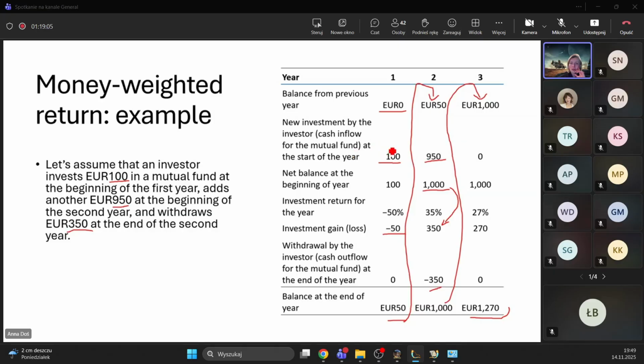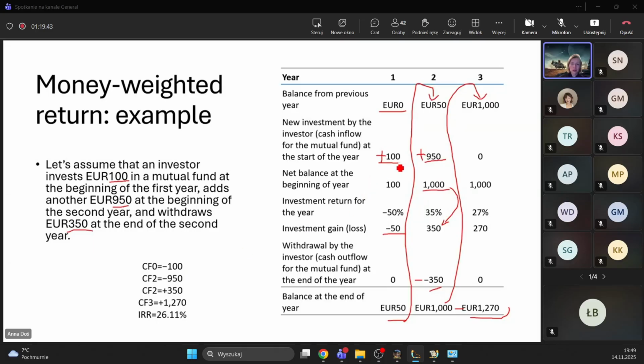So this is the contribution of the investor. It is signed plus from the investment. Again, this is another contribution, the beginning of the second year, cash inflow to the investment. Then the investor withdraws the money. This is cash outflow from the investment. And at the end of this third year, the investor liquidates the investment, and this is the cash outflow. So to calculate the money-weighted return, we need to get information on these inflows and outflows.